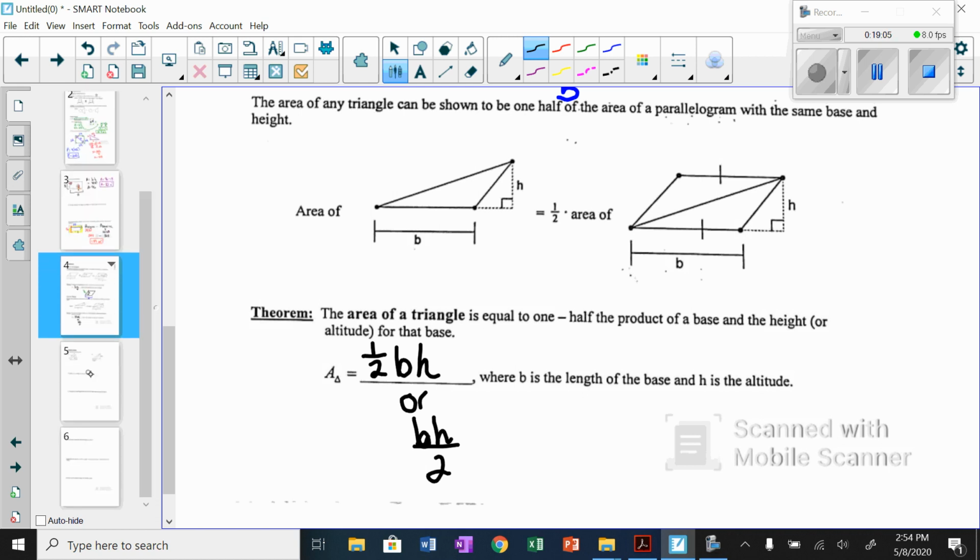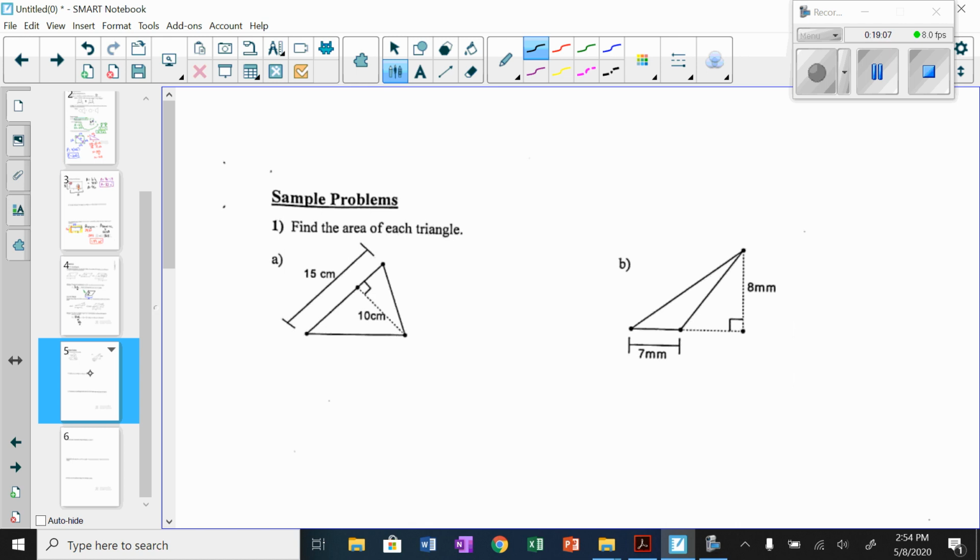I think we're ready for some sample problems. So we want to find the area of each triangle. Well, look here. We have our height. How do I know we have our height? I know we have a height because it's making a right angle. And the height always connects to the base. So I'm going to say it again. The height always connects to the base. If you're trying to figure out which side is the base, it's whatever side the height connects to.